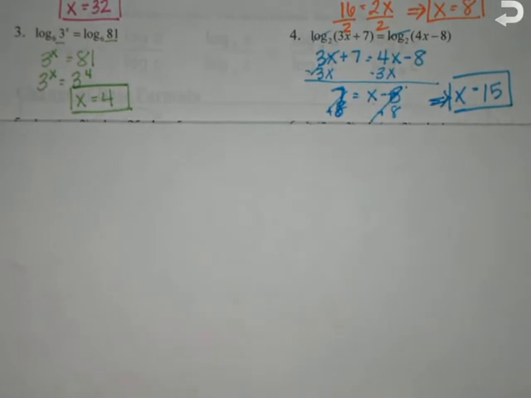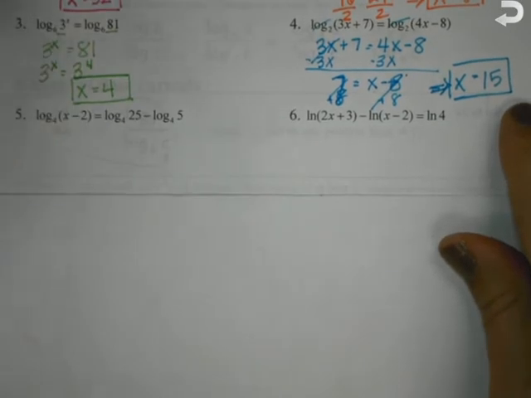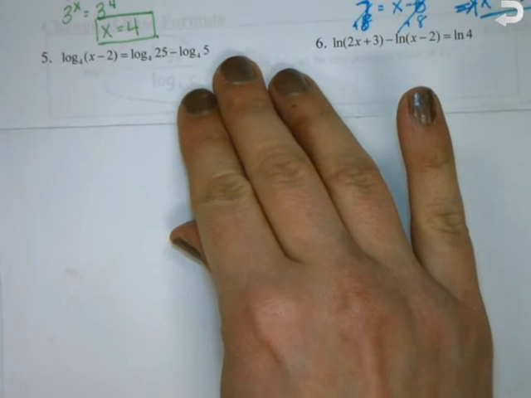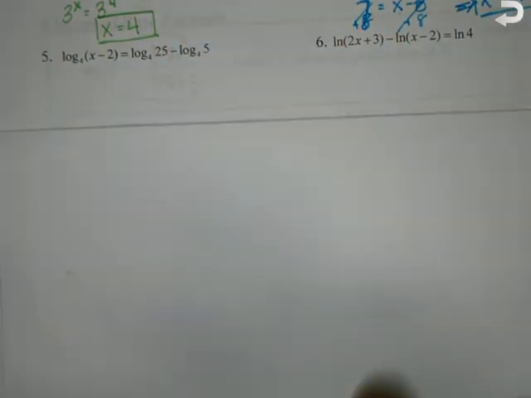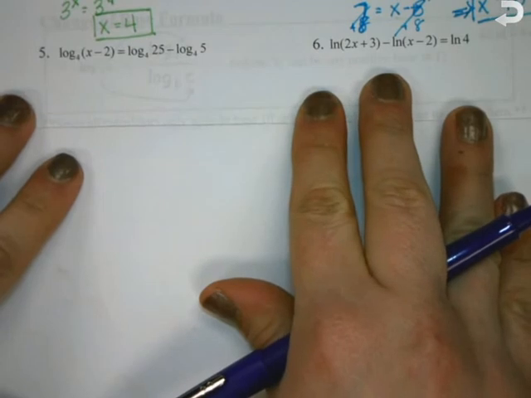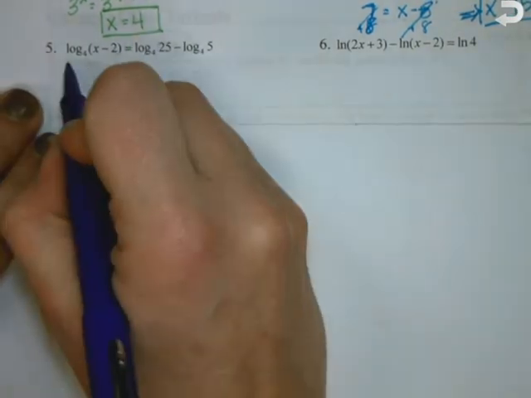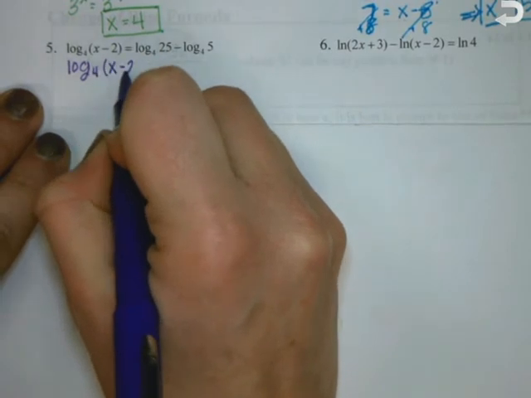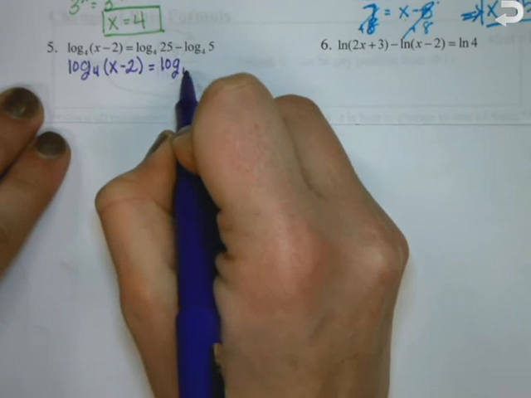Okay. Moving right along, number 5. Do this. Okay, number 5. Do I need to do any condensing here? On which side? The right-hand side. So I'm going to rewrite the left right now. Log base 4 of x minus 2 equals log base 4 of 25 divided by 5.